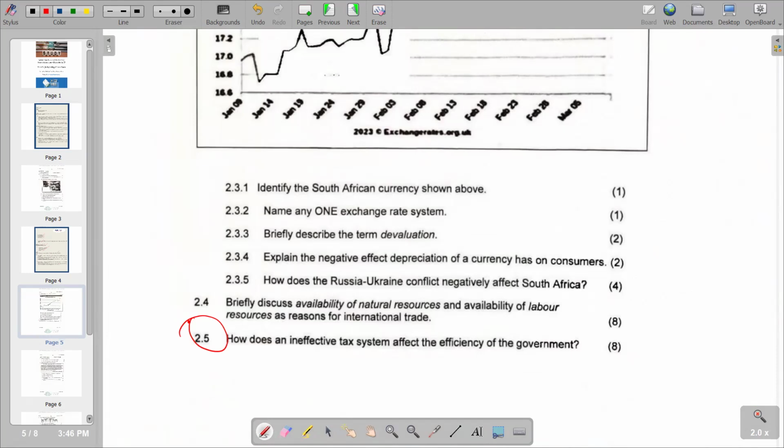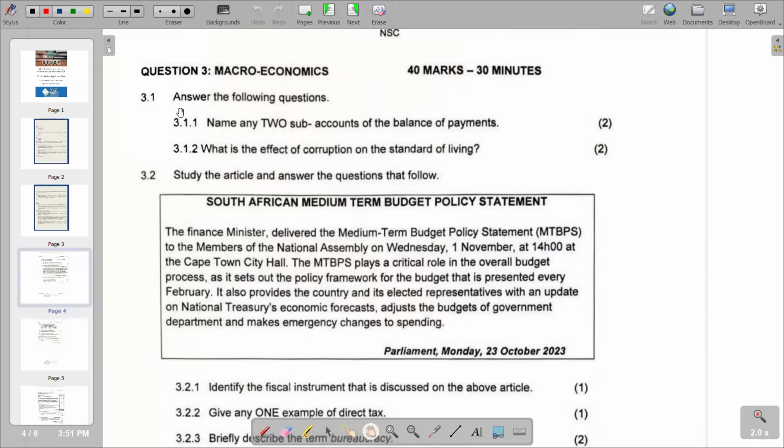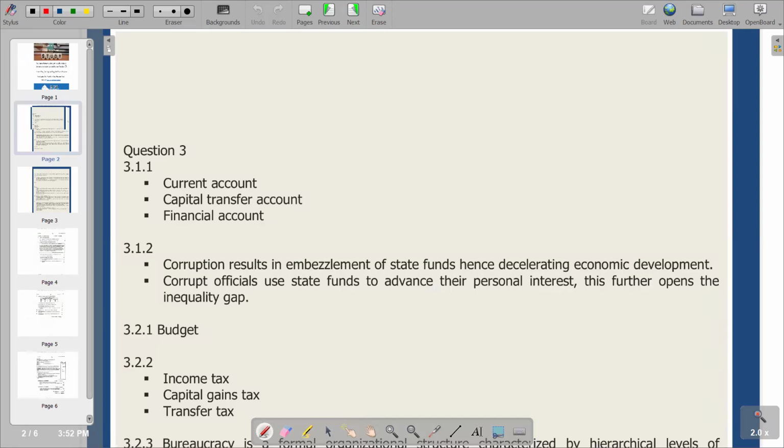And we are now moving on to the next question, which is obviously going to be our third question. So our question 3, the first question reads, name any two sub-accounts of the balance of payments. Our question is for 2 marks, so obviously it needs you to raise two sub-accounts. So we have the current account as one of them, and then we've got the financial account. We also have the capital transfer account and the financial account. So those are the three that we have.